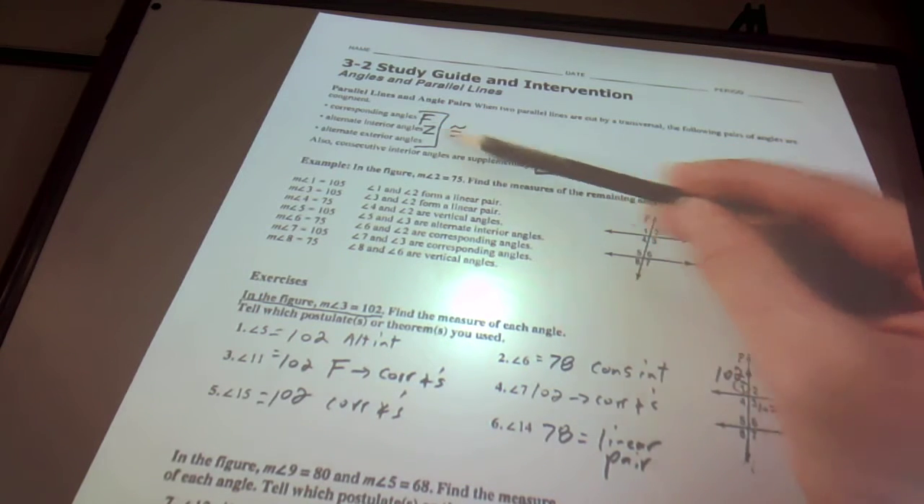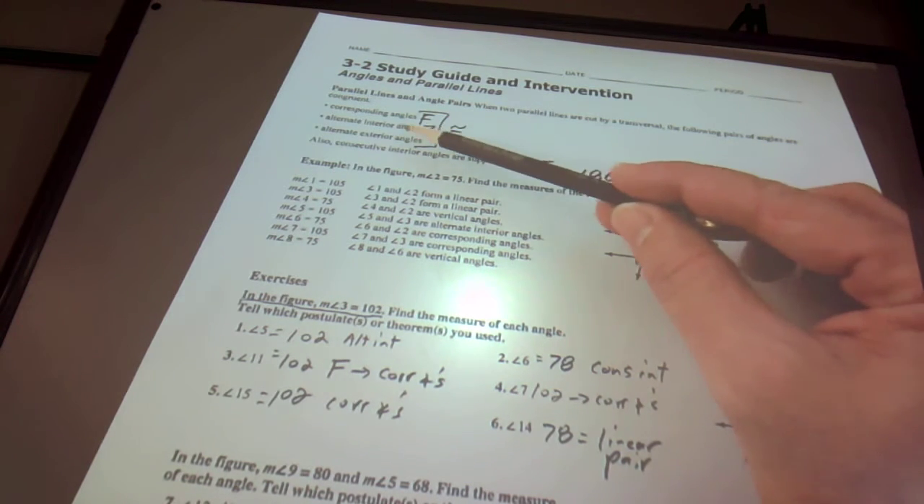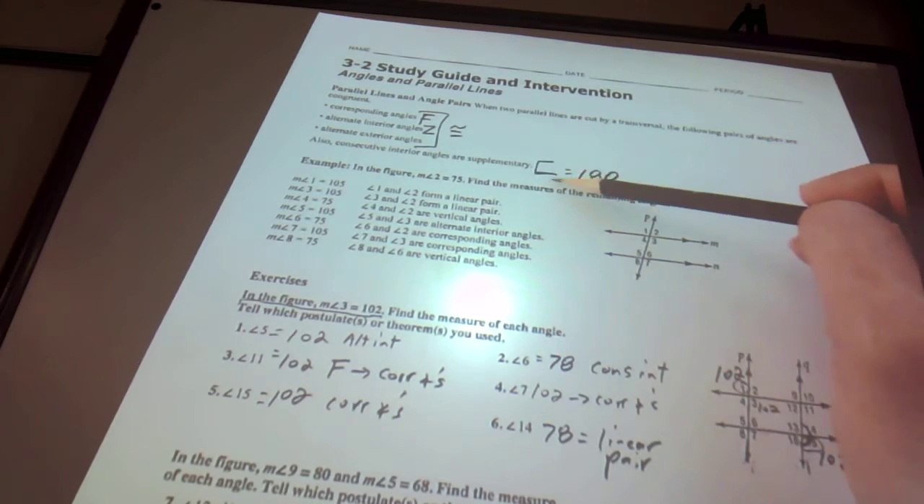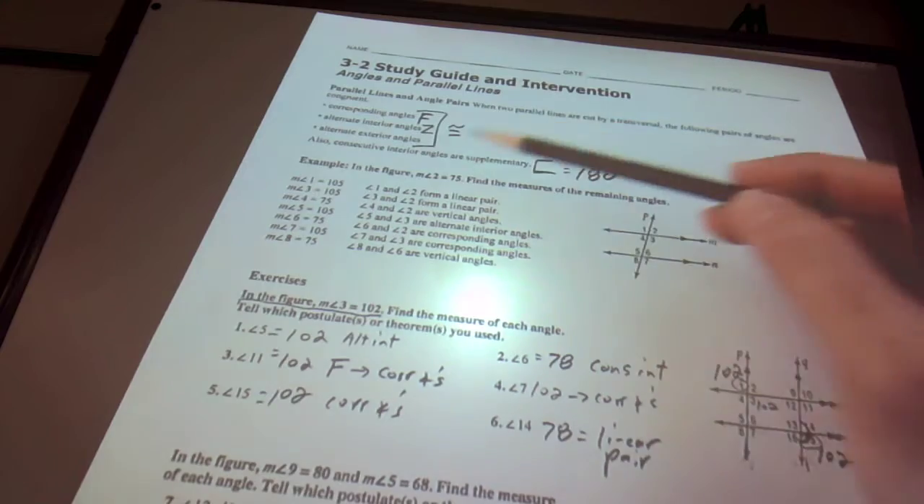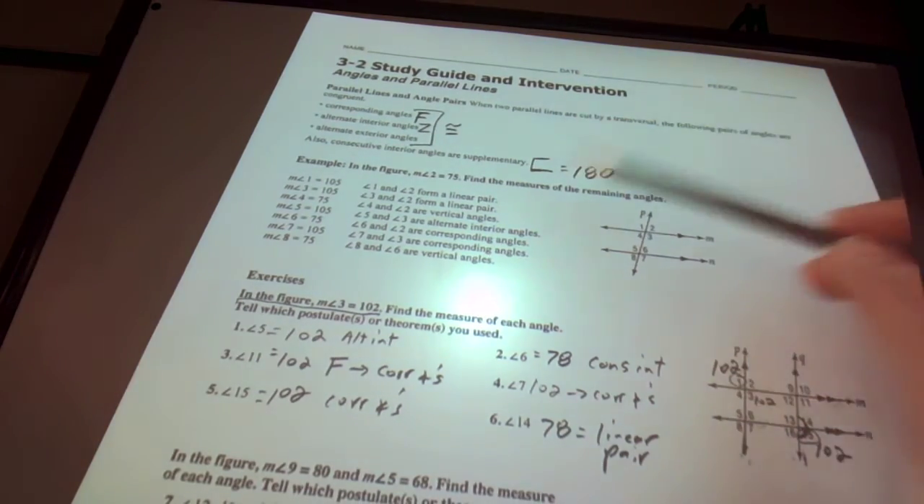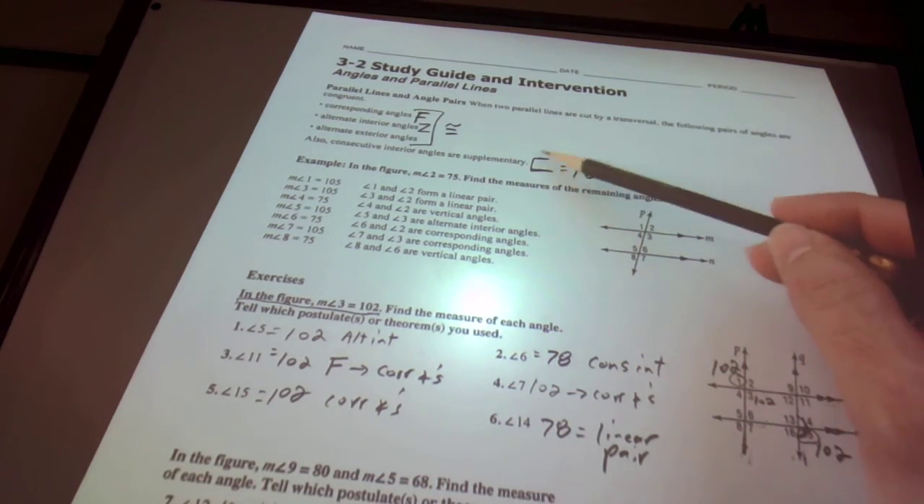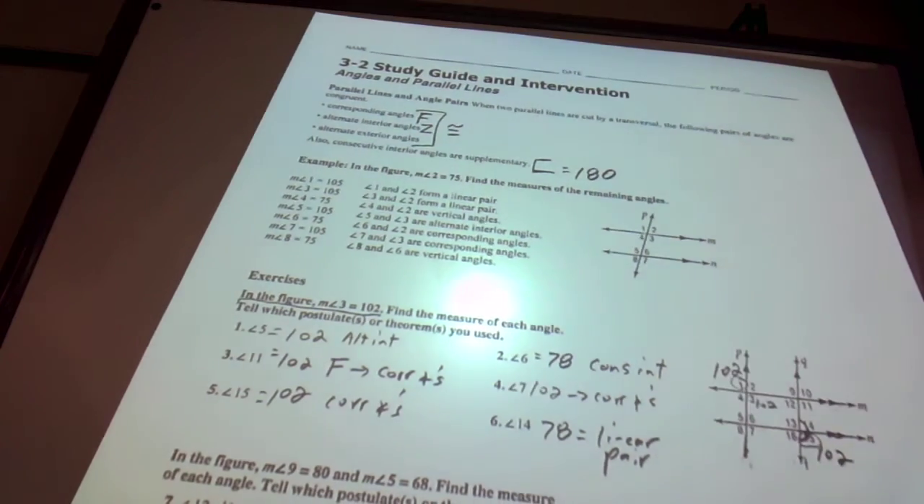I drew the letters of the shapes that they make. The F is corresponding, the Z is alternate interior, and the C is consecutive interior. Now, these top three, when you have parallel lines, are congruent. That's a big deal. We need to know that. If you get consecutive interior angles, they're supplementary. They add up to 180.